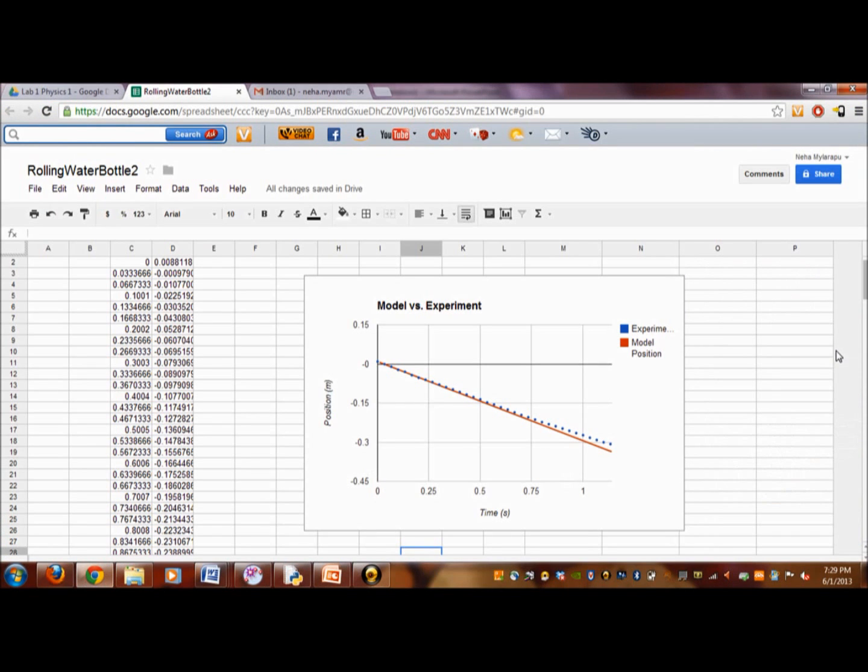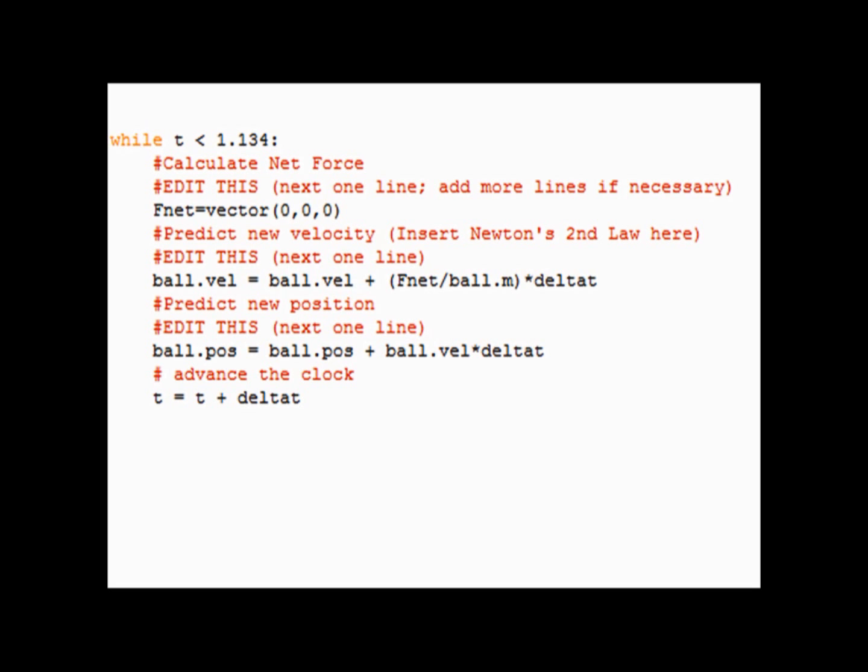This graph shows my plotted data from the tracker file and the Python file. The values for the experimental graph were taken from the tracker file, and the data for the model graph were calculated using the Python code shown here. From this part of the code, I have used a while loop to calculate the position of the water bottle as time advances. In the first line shown here, I have set the net force vector equal to 0.